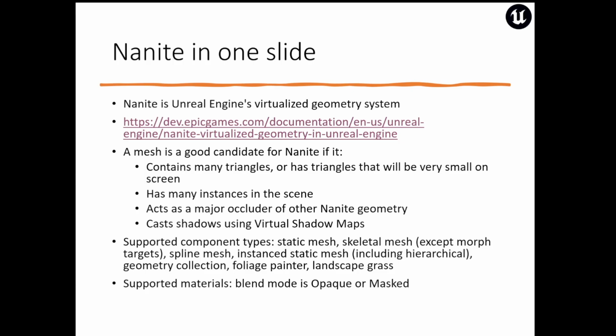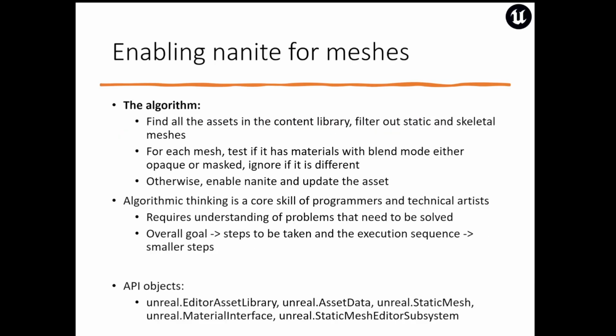Nanite supports quite a few component types like static mesh, skeletal mesh with the exception of morph targets, spline mesh, instanced static mesh including hierarchical, and geometry collection with foliage painter and landscape grass. However, there are limitations. Nanite supports only opaque or masked blend modes in materials, and that's what we're going to check for our meshes. So, my goal is to find all the meshes, and I'm going to focus on static meshes this time. Check if the materials use opaque or masked blend modes, and enable Nanite for all suitable meshes.